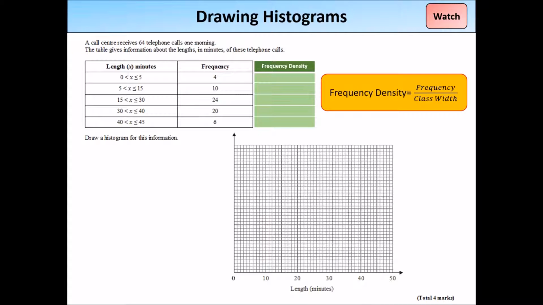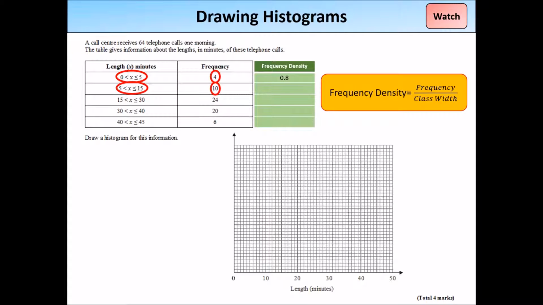What you're going to do first of all is take this frequency here, this 4, and divide it by the class width. The class width is the distance between that 0 and that 5, so that gap is 5. So your first frequency density is going to be 4 divided by 5. That gives you 0.8. Then you're going to do it again, so you take 10 and divide that by this class width.